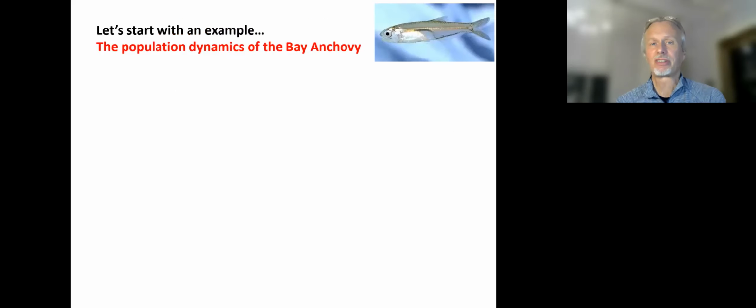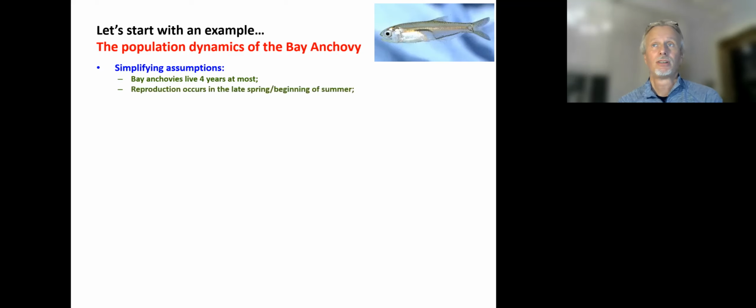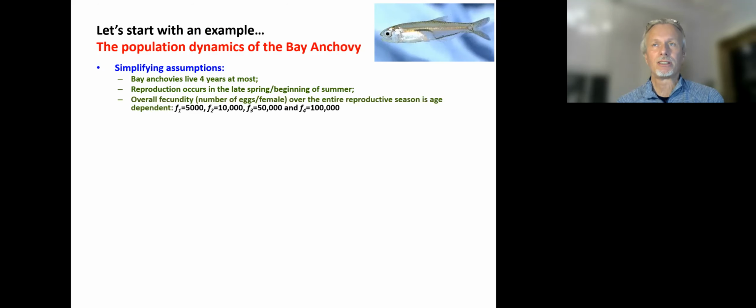Let's look at this. It's a very simple example. The population dynamics of the bay anchovy. We've seen this and we treated the dynamics in the case of homogeneous Malthusian growth. But we're going to introduce a little bit more realism now in this very simple dynamical model. In reality, bay anchovies may live up to 4 years at most. Reproduction occurs in the late spring, beginning of the summer, and the fecundity, the number of eggs per female over the entire reproductive season, is actually strongly age dependent.